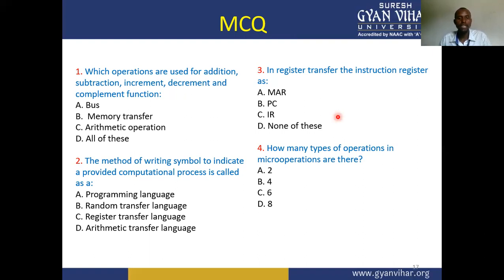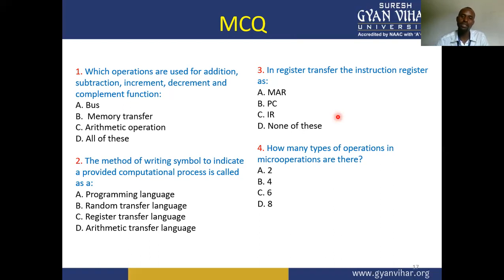Next is, the method of writing symbols to indicate a provided computational process is known as? When we use symbols to indicate a computational process, basically that refers to programming. That is programming language. In a programming language, you have the provisions to indicate a computational process. The next question we look at is, in register transfer, the instruction register is, so the instruction register is denoted by IR.